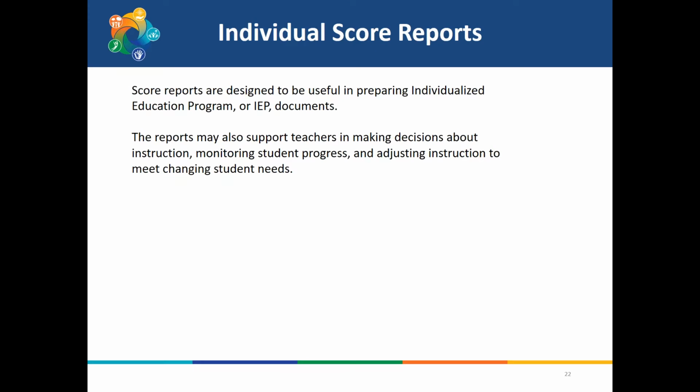As we know, Delaware is a year-end state, and students who complete the Dynamic Learning Maps assessments receive an individual score report. So these score reports are designed to be useful in preparing individualized education program documents. The reports may also support teachers in making decisions about instruction, monitoring student progress, and adjusting the instruction to meet changing student needs. So they're very useful, the individual score reports.